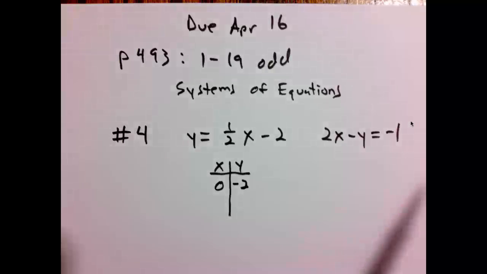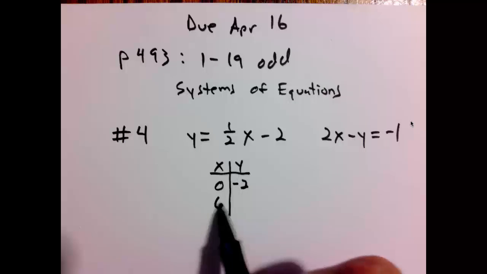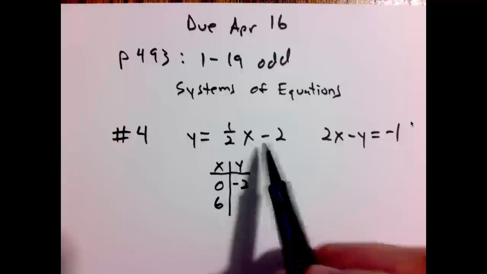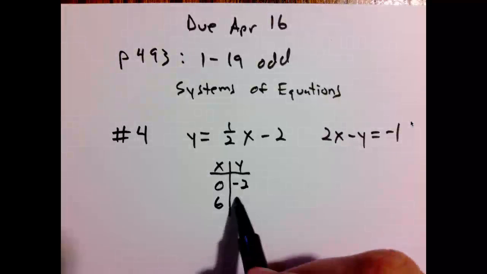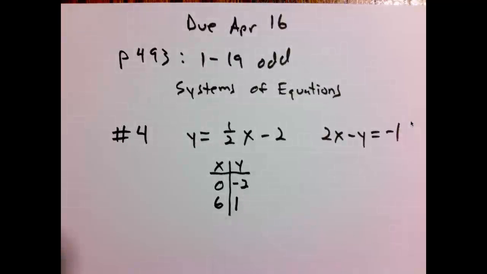We need any other point. I'm going to use 6. Substituting 6 in place of x, 1/2 of 6 is 3. 3 minus 2 is 1. When x is 6, y is 1. Alright.